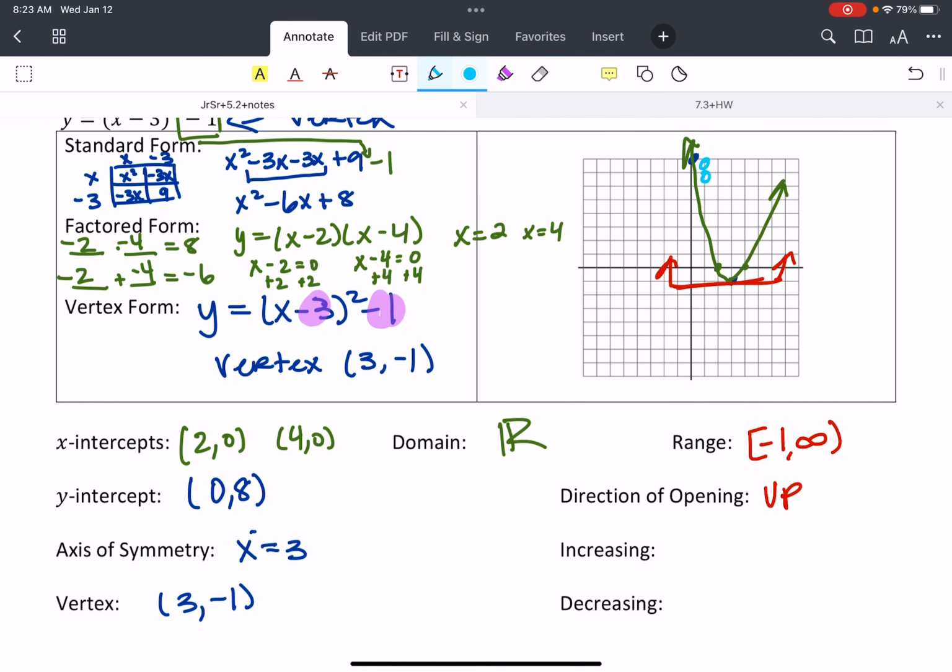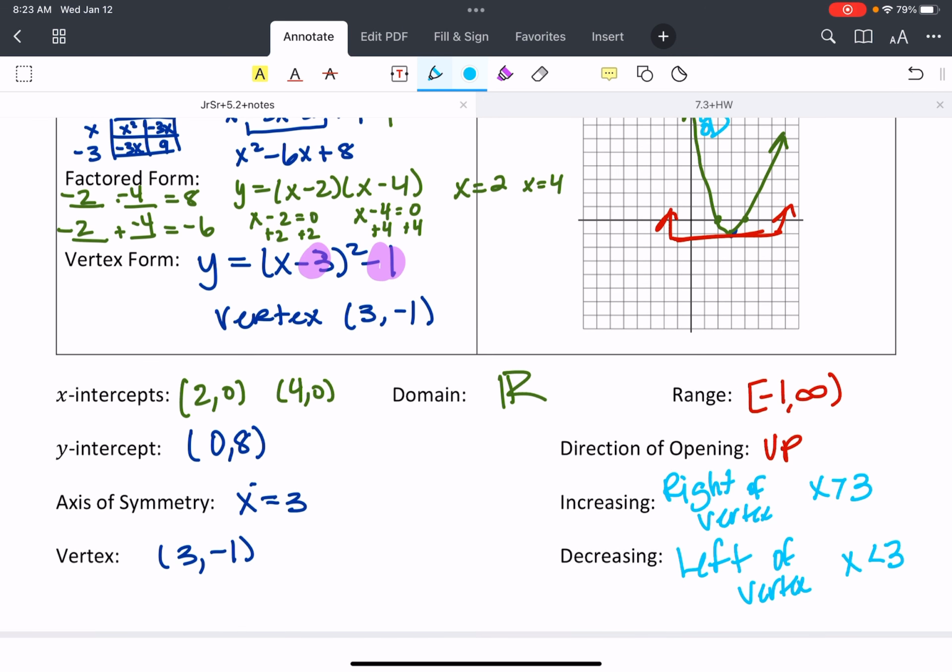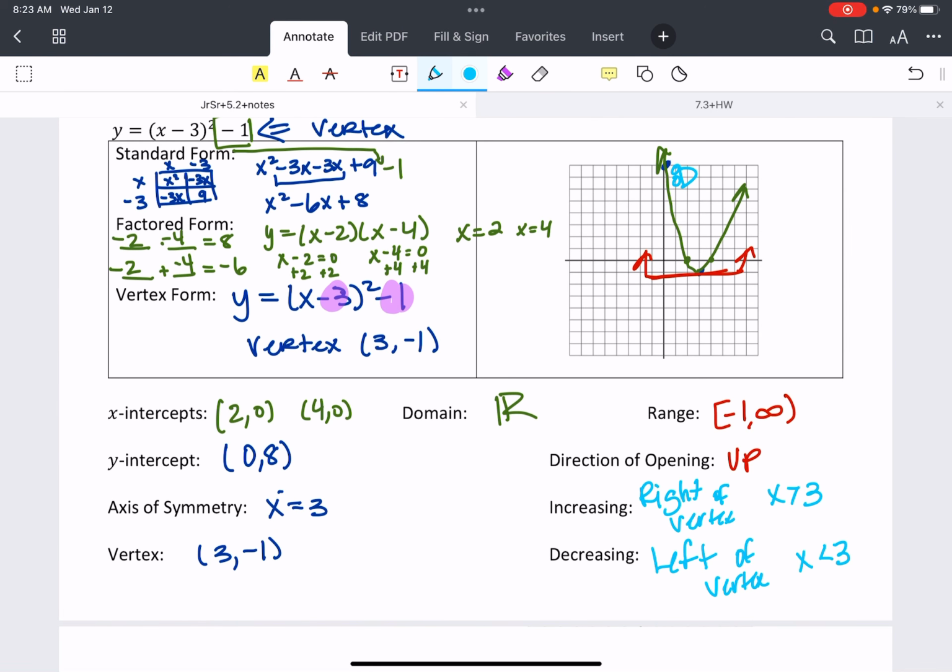Our little car goes down, so we go down first, so we go left of vertex for decreasing, and that is x is less than 3, and our increasing is right of vertex, which is x is greater than 3. All right, I'll be back with the last one in just a second.